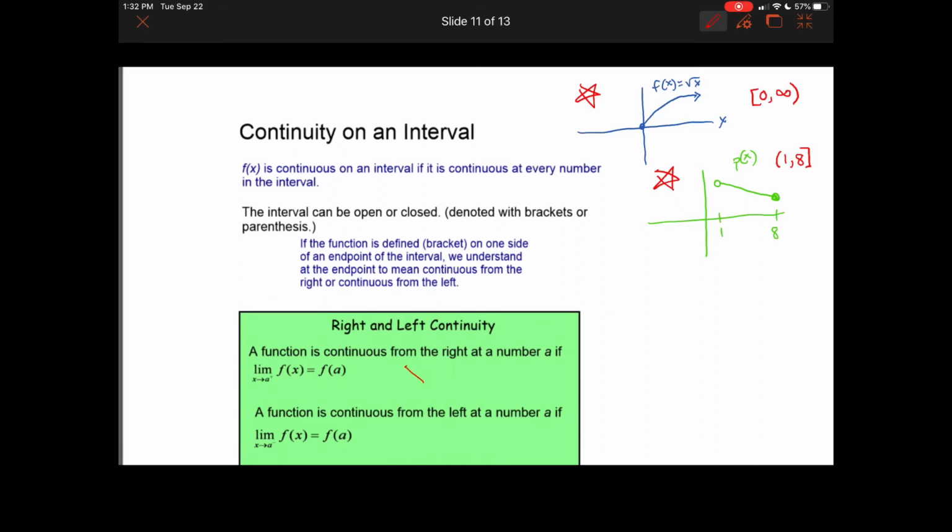So here, for example, if I'm given that a function is continuous from the right at any number a, if and only if the limit as x approaches a from the right for that function equals f of a. So case in point, this holds true. Every limit is in fact the y value for that f of x equaling root x. And then the same would hold if I had continuity coming from the left.